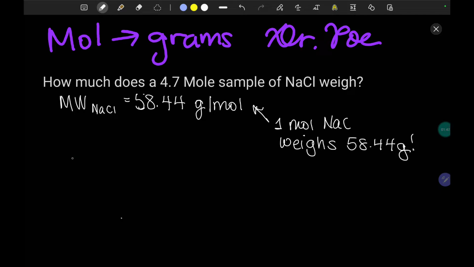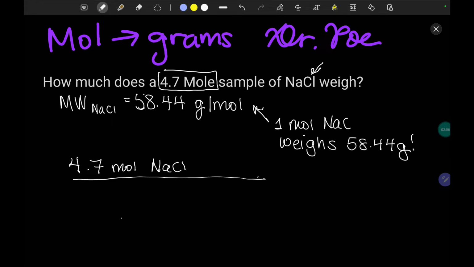So we always start with the given. So in this case, our given is 4.7 moles of NaCl, and the given is always stated unit and number and formula in the question. Then we're going to use our conversion factor, because I like the ladder method. It really works for me.